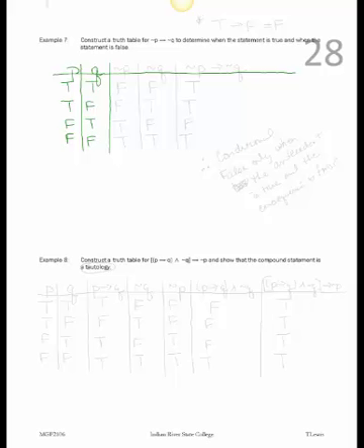All right, so if not P, then not Q. So let's write out not P, which is F, F, T, T, then not Q, F, T, F, T, and then let's finish the statement.